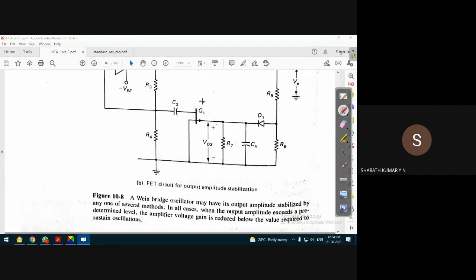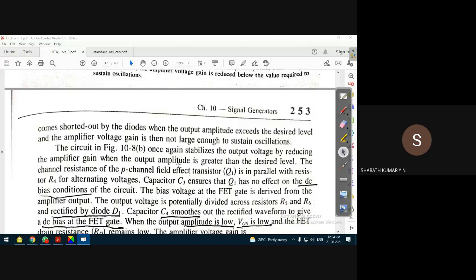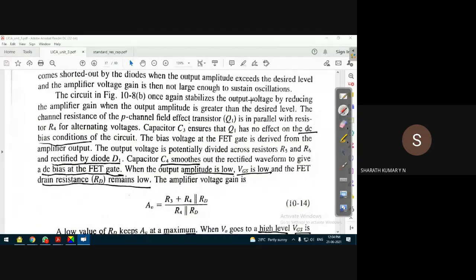Maybe we could have used a BJT, but a BJT does not have a channel, and there is no question of a channel resistance in a BJT. So the channel resistance of the P-channel field effect transistor PMOS, that is transistor Q1, is in parallel with the resistance R4 for alternating voltages. Alternating voltages means as the voltage changes, the conduction of the FET changes, and hence the channel resistance changes. In turn, the voltage gain of the amplifier also changes.